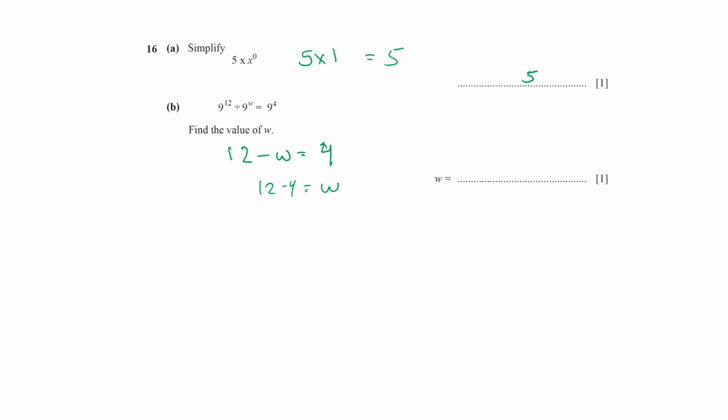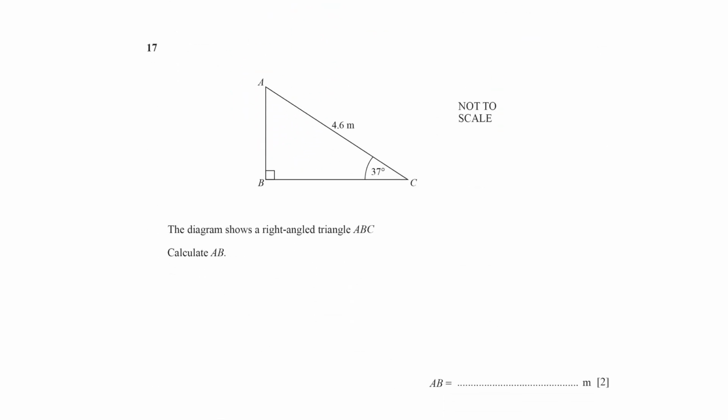So 12 minus 4 is going to be w. So w is going to be 8. Hence the answer of w is going to be 8, okay, 17th one. Now it's a right angle triangle with a right angle given at B. We have to calculate the length of AB and the angle C is given as 37 degrees, right?